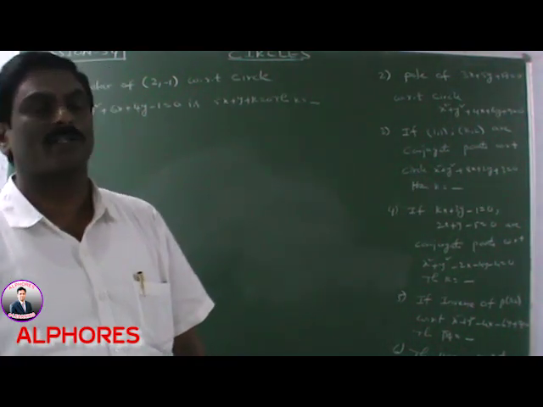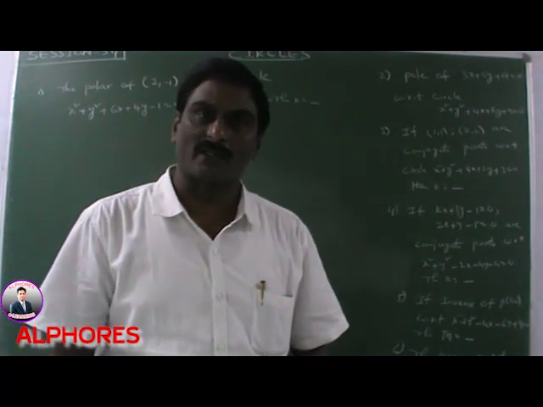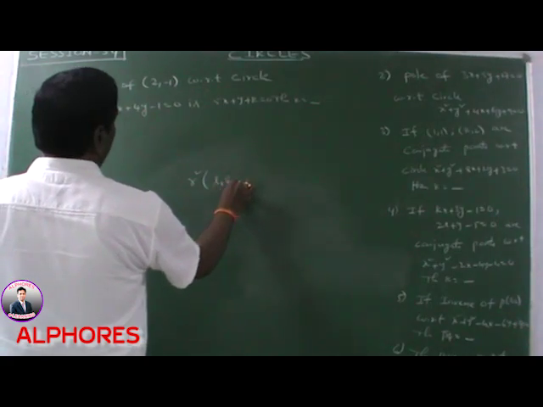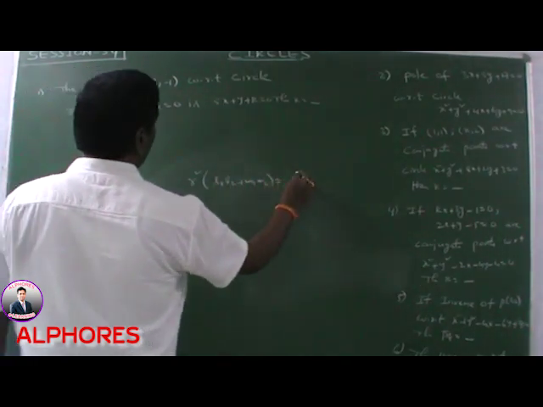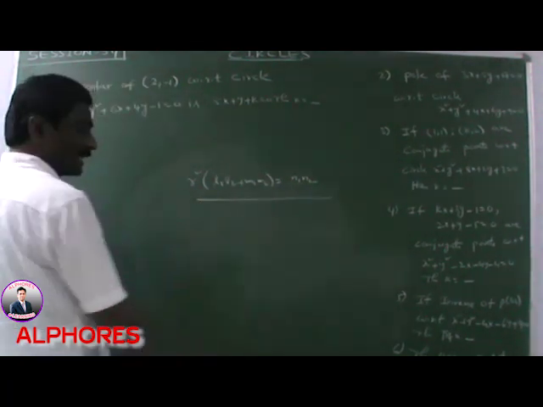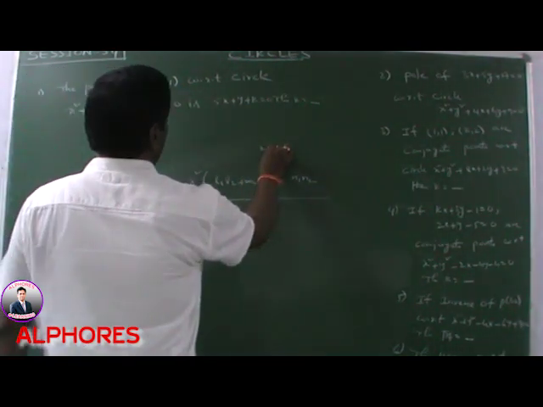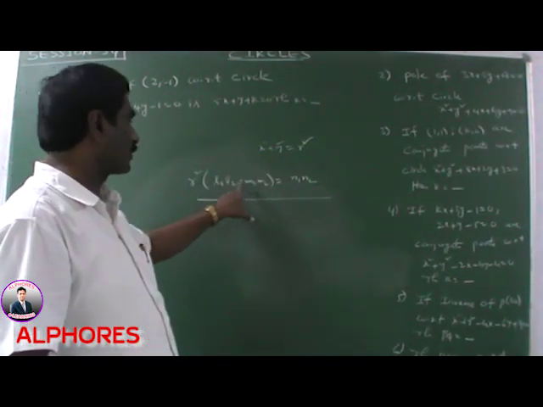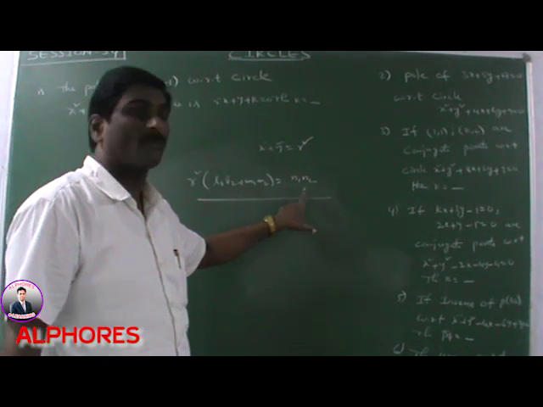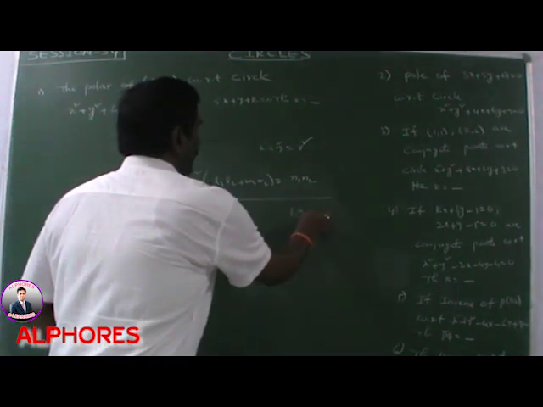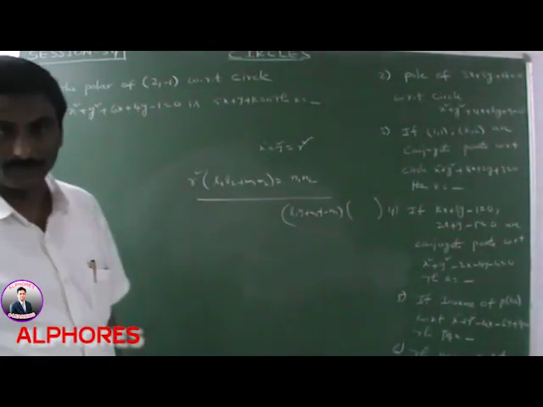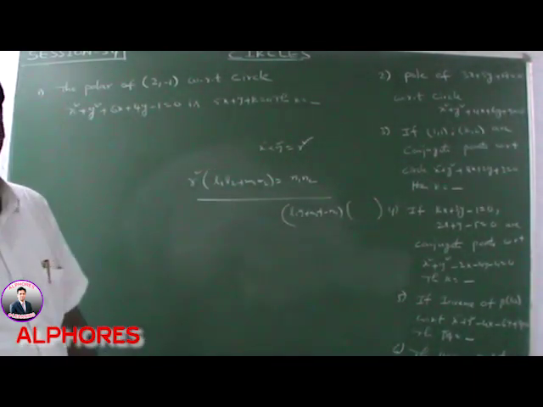Next, conjugate lines. If the two lines L1x + M1y + N1 = 0 and L2x + M2y + N2 = 0 are conjugate, what is the condition? r²(L1L2 + M1M2) = N1N2, when the circle's center is (0, 0), that is x² + y² = r². Suppose S = 0 is the circle, what is the condition? r²(L1L2 + M1M2) = (L1g + M1f - N1)(L2g + M2f - N2). This is the condition for conjugate lines.